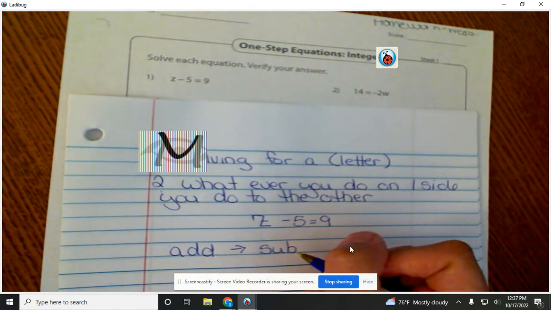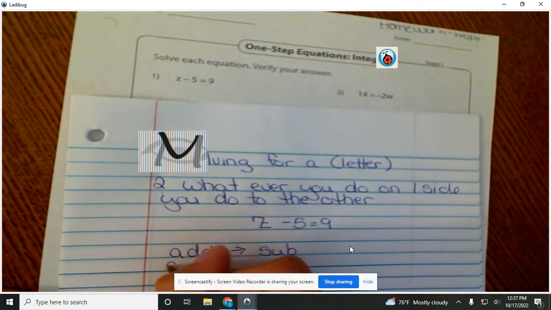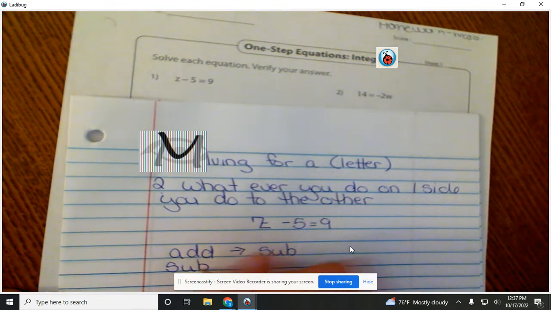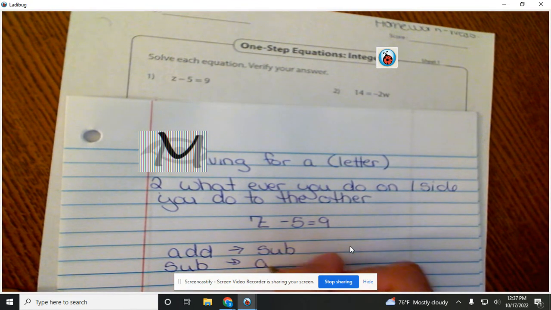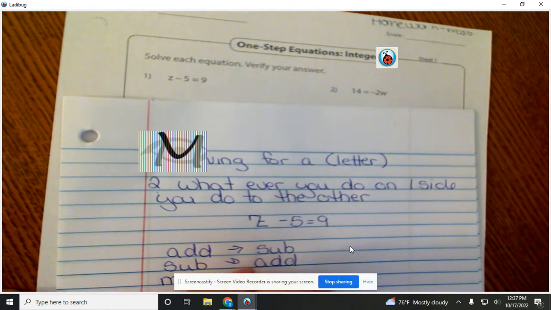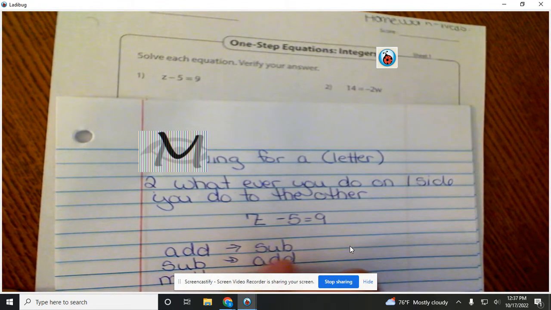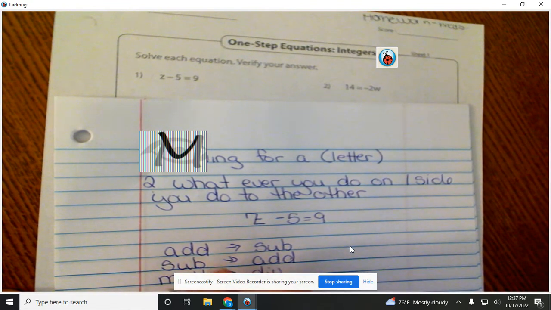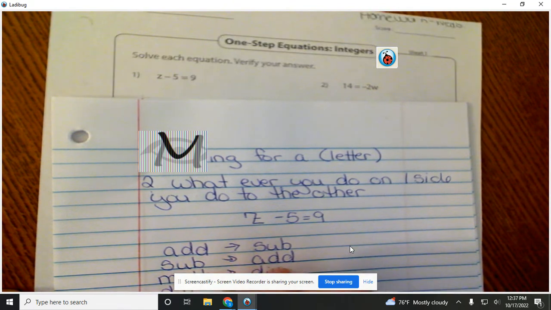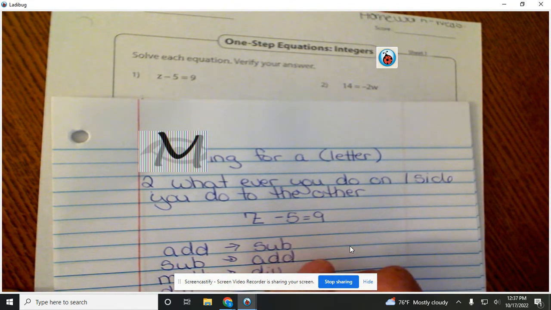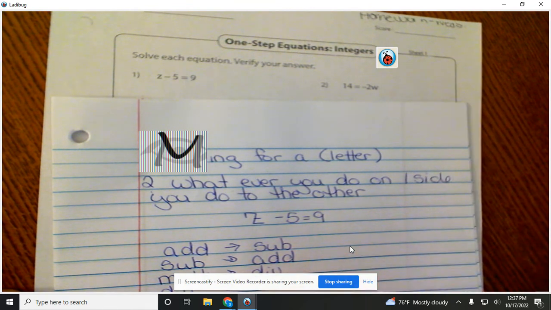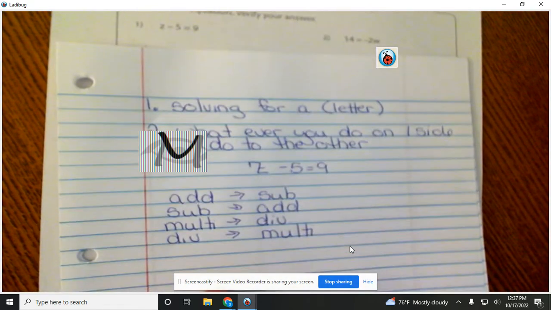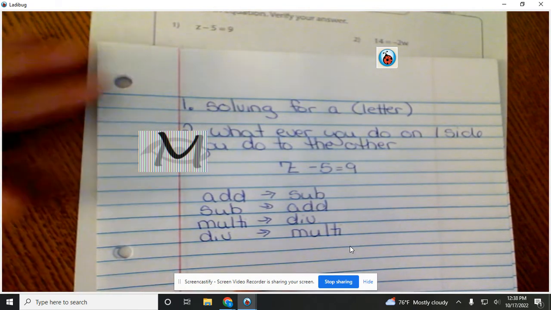And if you are subtracting, the opposite of subtracting is addition. If you're multiplying, the opposite is division. And if you're dividing, the opposite is going to be multiplying. Now we've kind of ran all over the place, so let's go ahead and look at this together.